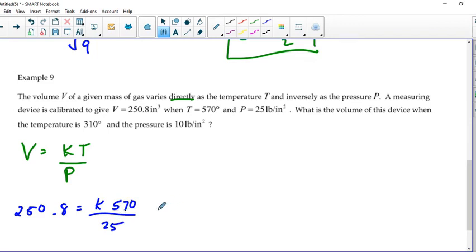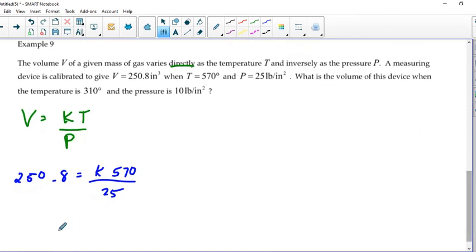Okay? You do a little solving. You end up with K is equal to 250.8 times 25, all divided by 570. I just rearranged it, and that gives me 11. Again, use your calculator. I know you got the best calculator up here, but use the Desmos or the one on your desk, not the one up in your head.